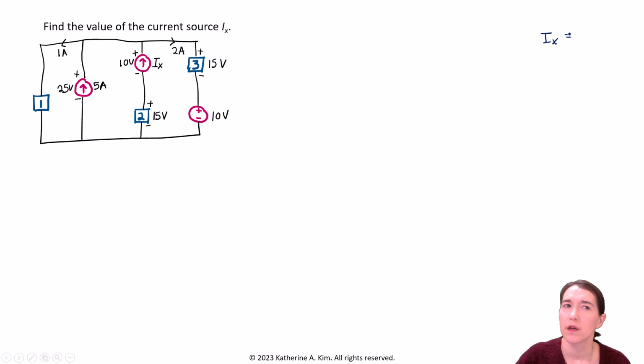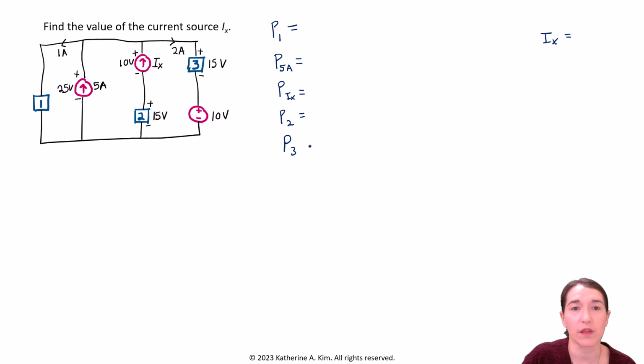We actually have to look at the balance of power in all the components. So what we have to do is find the powers for all the different components, and then add them up to figure out this missing value of Ix. So we can start from anywhere. I'm gonna start from the left, but we could start from anywhere. Anyway, we need to write down all the power values. So I'm gonna start with P1, and now we need to find the power for the 5 amp current source, and then the power for Ix, and then the power for element 2, the power for element 3, and then the power through the 10 volt source. All right, so these are a lot of components, but we just go step by step.